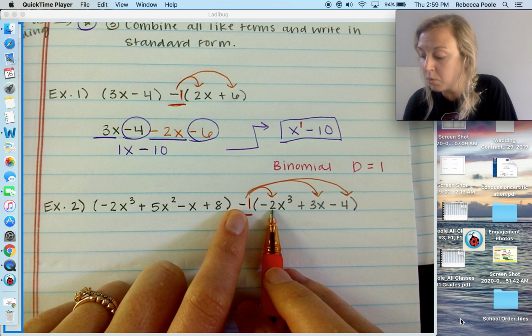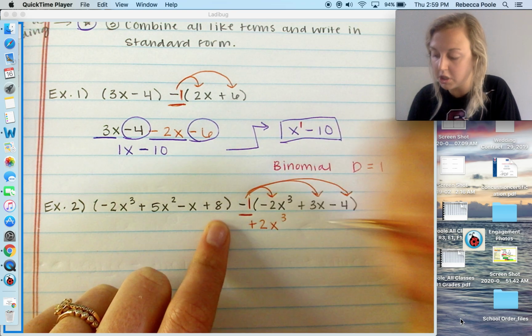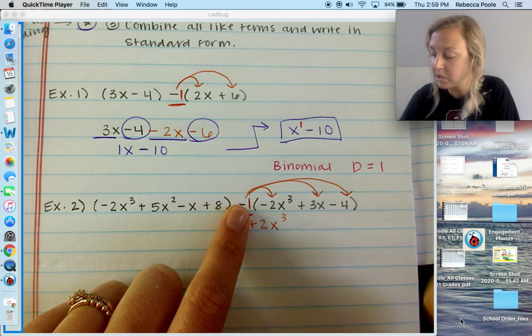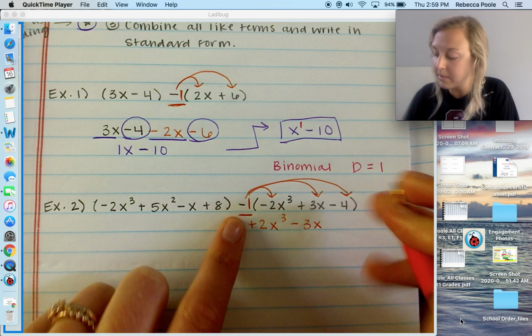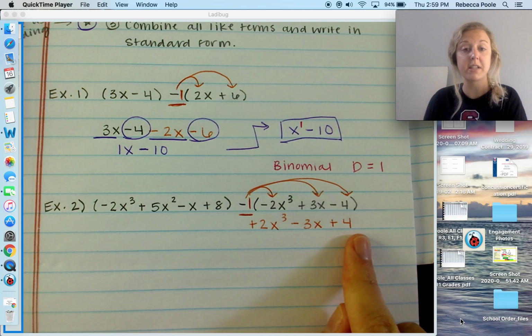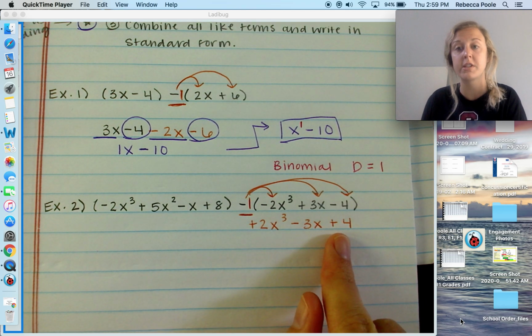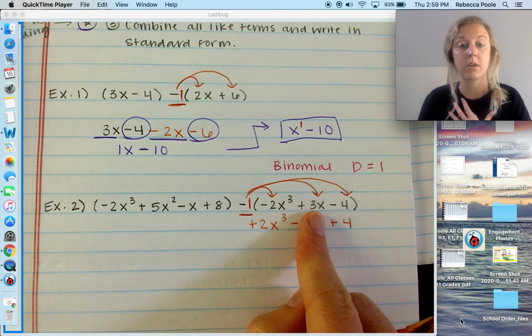When you do negative 1 times negative 2, it becomes a positive 2x cubed. Negative 1 times 3 is going to be a negative 3x, and negative 1 times negative 4 is now a positive 4. So all it did was change my signs. If you want to go through and just change all the signs, that's fine with me, but it's because we're distributing this negative 1, okay?